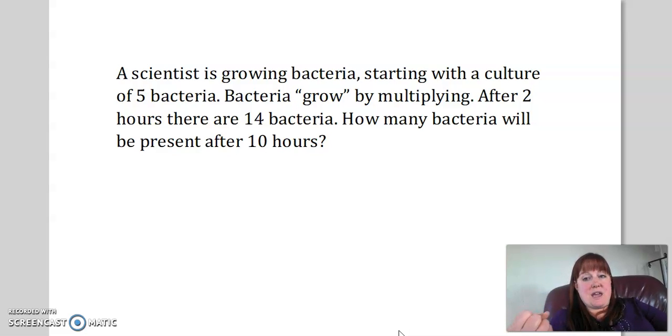Bacteria are multiplying every hour. So our time here is hours. After 2 hours, there's 14 bacteria. How many bacteria will be present after 10 hours?